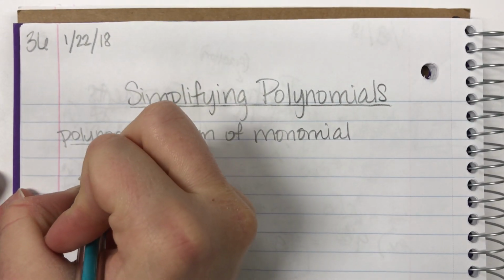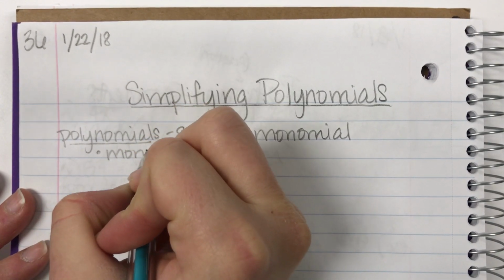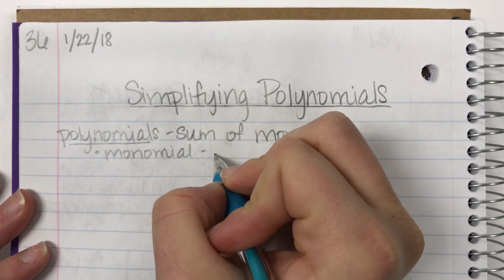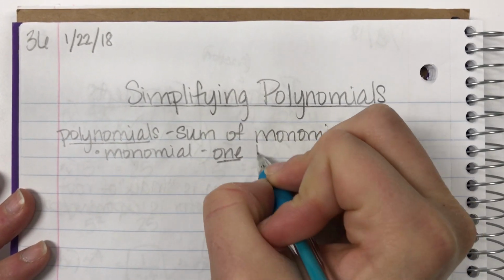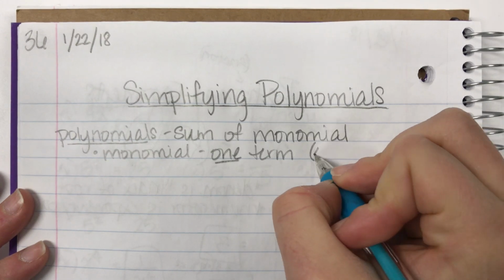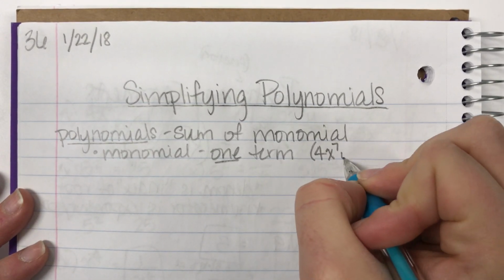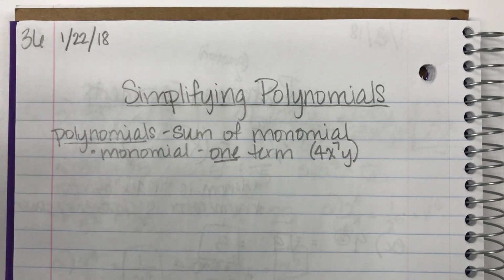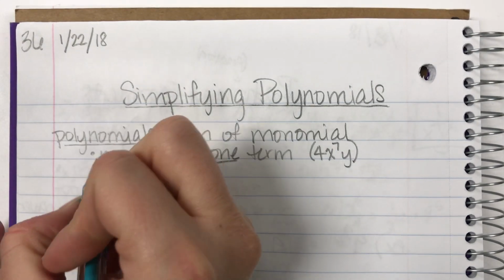So we have several different categories we look at. We have the monomial that we have seen before. Monomial means there is one term. We talked about terms at the beginning of the year. That would be like 4x to the 7th y. That's a pretty beefy term, but it is just one single piece. All that stuff is connected.